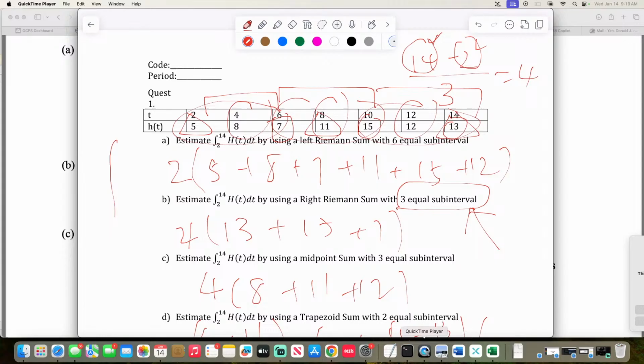The height is based on the right Riemann sum, so it'll be 13, 15, and 7. It will not use 5. It will use a midpoint. For the midpoint, I'm going to use the value right in between.